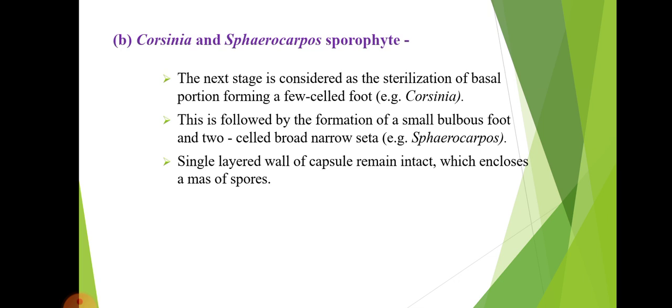Second one is Corsinia and Sphaerocarpos sporophyte. The next stage is considered as the sterilization of the basal portion forming a few celled foot. This is followed by the formation of a small bulbous foot and a two celled broad narrow seta. The single layered wall of the capsule remains intact, which encloses a mass of spores.